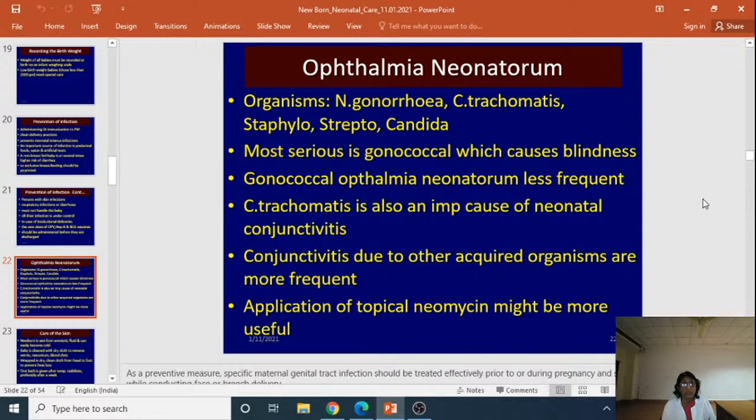Some of the infections which you come across in the newborn, I just want to stress about it. One is ophthalmia neonatorum, that is caused by gonorrhea, trachomatis, staphylococcus, streptococcus, candida. So they are very serious because they may cause blindness. So you have to prevent it. You have to ensure that this is prevented by screening the mothers when they are pregnant. Take the history. In a similar way, trachomatis is also an important cause of conjunctivitis, and it usually occurs in the low socio-economic group where personal hygiene is not maintained. In such newborns, we usually treat them with topical neomycin.